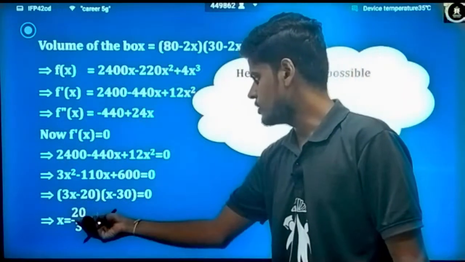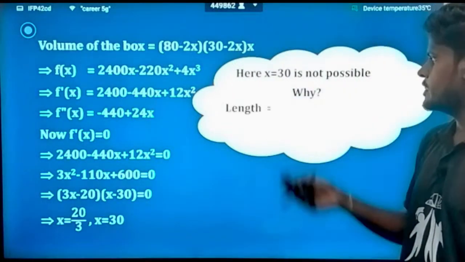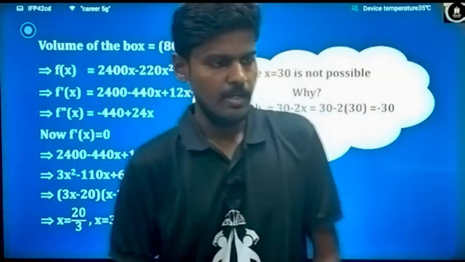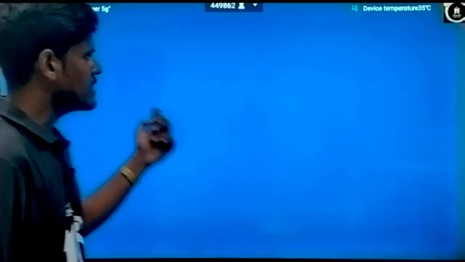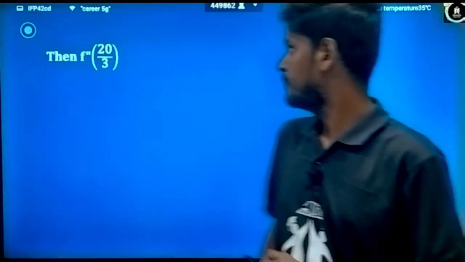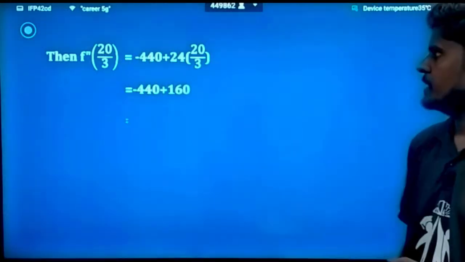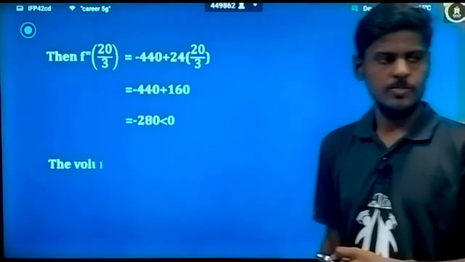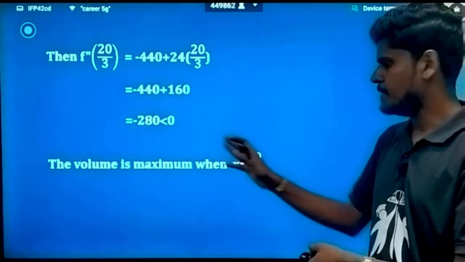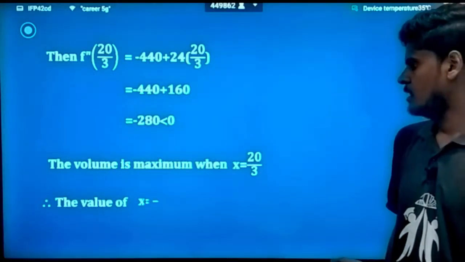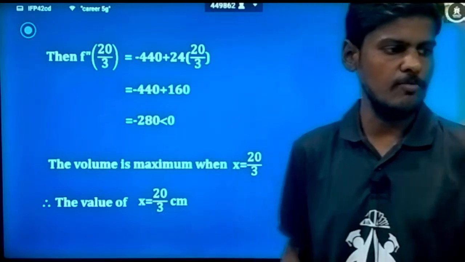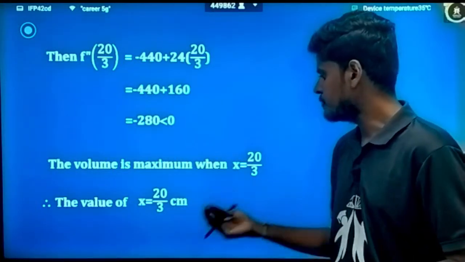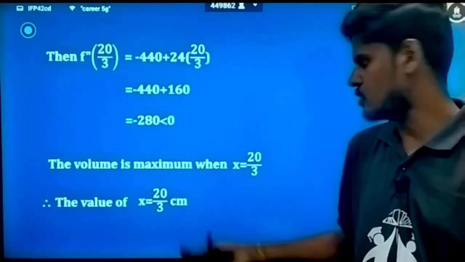So we get x equal to 20 by 3 and 30. X equal to 30 is not possible. So we get x equal to 20 by 3. And f double dash at 20 by 3 is a negative number. So that means we get a point of maximum. If we have to find the maximum volume of the rectangular box, then after that we have to find f of 20 by 3. That is it.